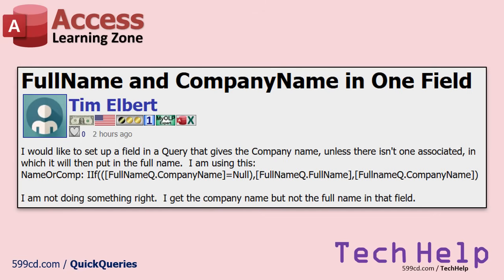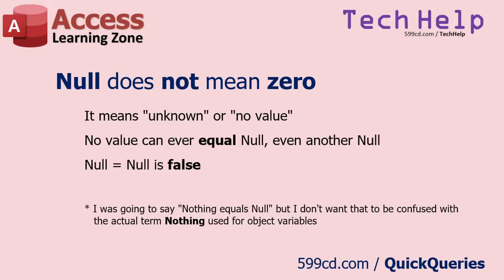All right, so to handle null, you need the right tools. There are special operators and a special function designed just to deal with nulls. So, null does not mean zero. It doesn't mean empty string. It doesn't mean anything except null. It's unknown or no value, right? And no value can ever equal null, not even another null. So, null equals null is false. If you ask, does null equal null in Access, it'll say false.